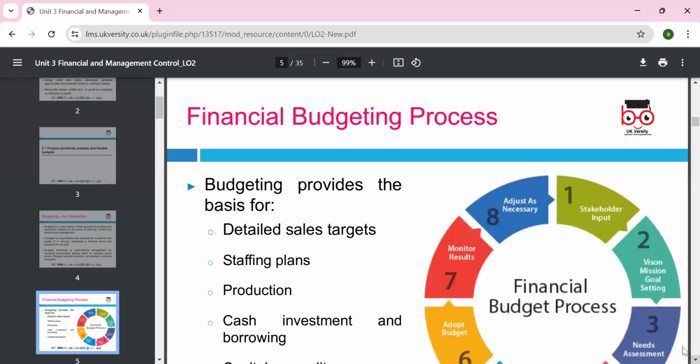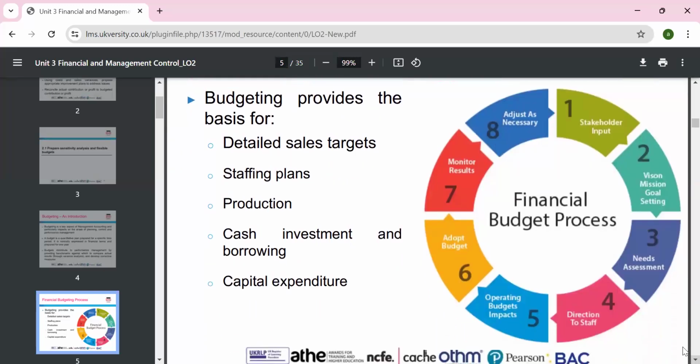Budgeting provides the basis for the detailed sales budget. So any budget you want to make is based on the sales budget first. What are the sales? If you're expecting sales to go up, all your other budgets need to be adjusted accordingly, like the production budget, purchase budget, labor budget, and cash budget. These are all based on the sales budget. Stock plan, production plan, cash, investment, borrowing, everything is based on it, as is capital expenditure.